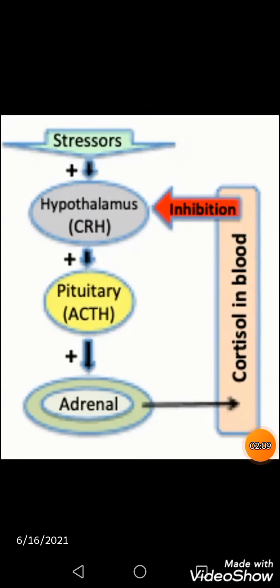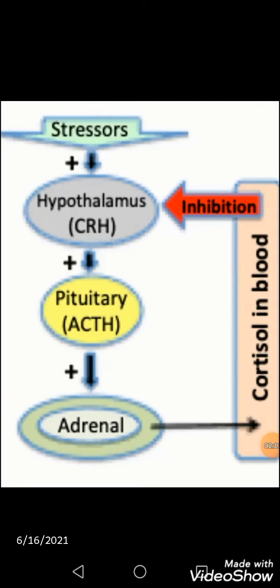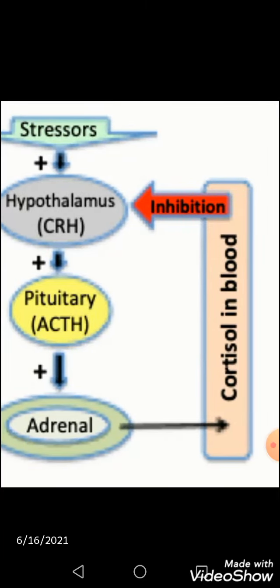Another very good picture, you can see the stressor or stress is causing a positive stimulatory effect on the hypothalamus and causes its secretion, leading to stimulation of the pituitary to cause ACTH to act upon the adrenals, and the cortisol in the blood will inhibit your hypothalamus again, right?